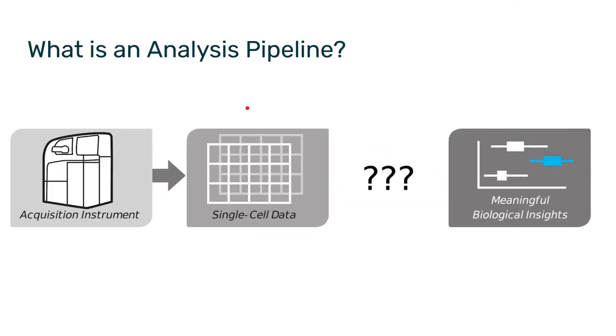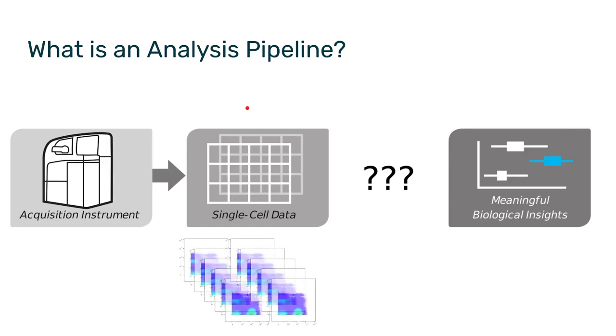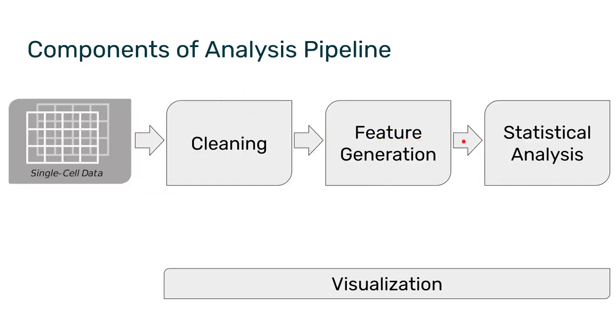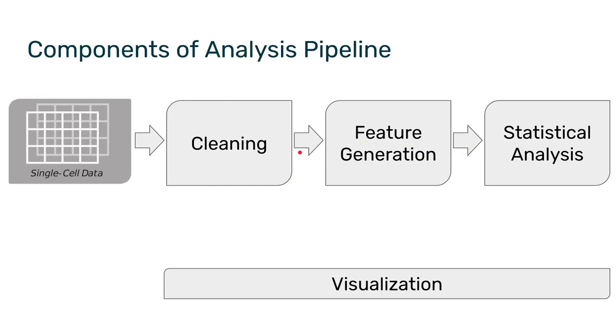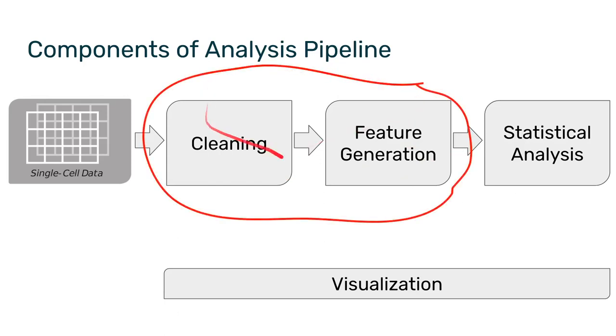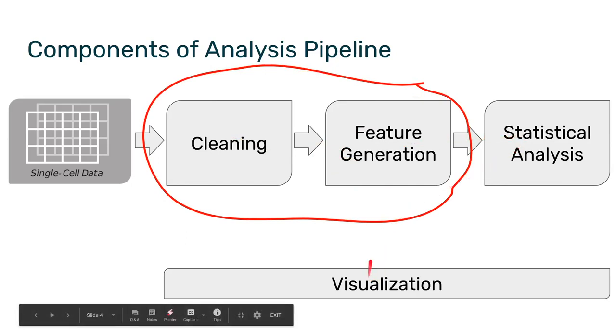Quick reminder, I was talking about analysis pipelines and how you want to take your raw data and convert it into meaningful biological insights. And the pipeline is the series of steps that connect these two. And I was talking about how this is a multiple choice questionnaire where for every step along the way, you pick the algorithms or the methods that you want to use. And throughout these videos, I was focusing on these two steps of cleaning and feature generation. I barely touched on statistical analysis and on visualization.